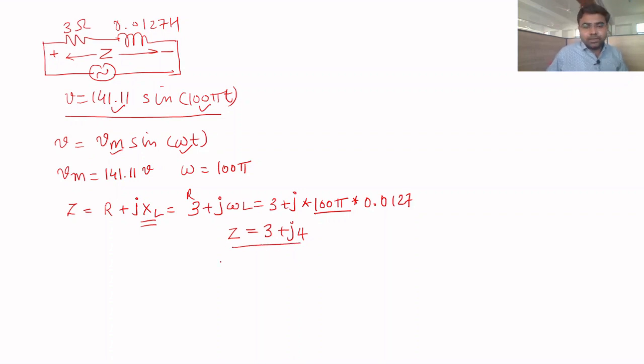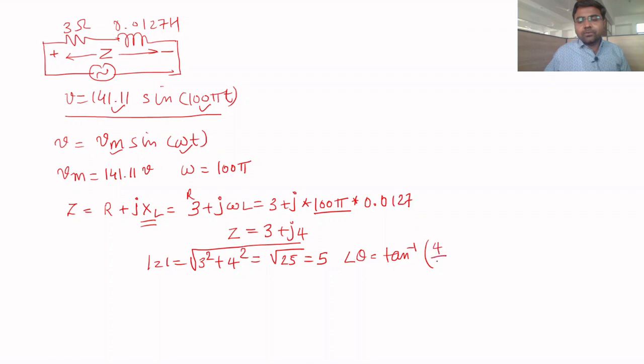Now there are two things. One is that this is basically a complex number. In order to have the magnitude, Z can be given as square root of 3 square plus 4 square, which is nothing but square root of 25, which is 5. And in order to find the angle theta, we have 3 here, 4 here, and this is my theta. Tan theta is 4 by 3, so theta is tan inverse of 4 by 3, and if I calculate it, it comes to 53.1 degree.